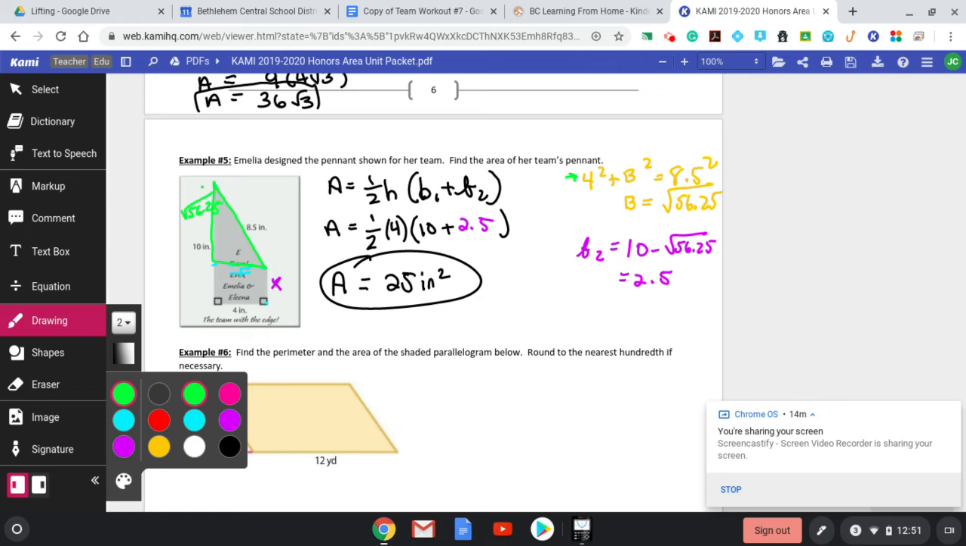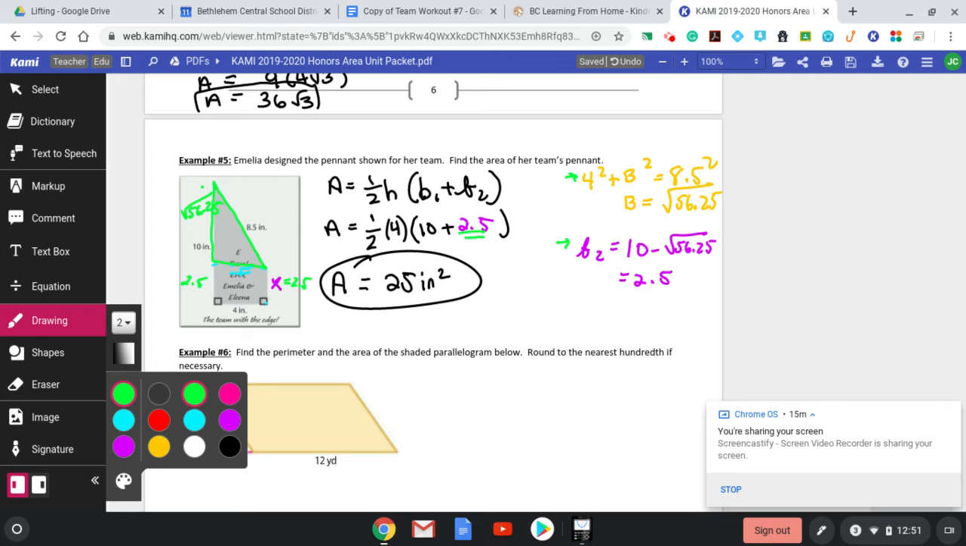So what I needed to do was subtract that from 10, which is my work right here, and I got 2.5. So if this piece is 2.5, the opposite side also has to be 2.5. So that's how I ended up with that. And I plugged 2.5 back in and got 25 square inches.